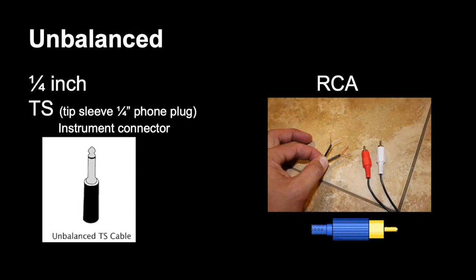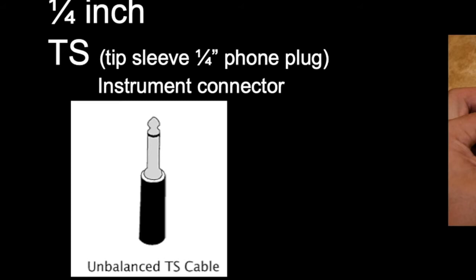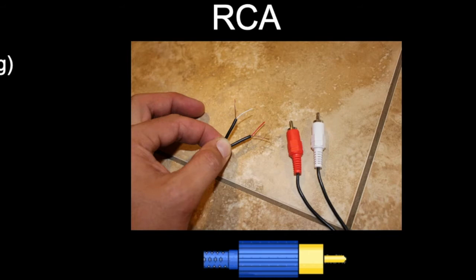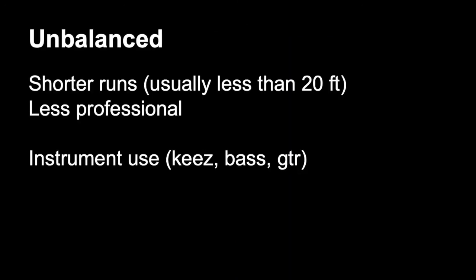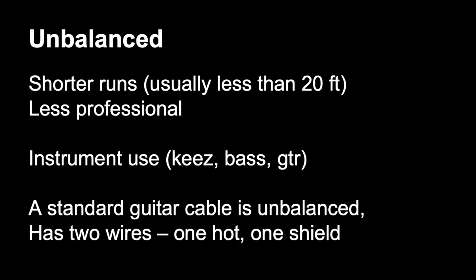When we think of unbalanced cables, we tend to think of these two types of connectors. 1/4 inch or TS, tip sleeve cables, generally also called a 1/4 inch cable. And then we have our RCA. You can see in this we have just two wires per RCA, meaning one's the hot and one's the shield. With unbalanced cable, we're usually thinking 20, 25 feet as far as our cable runs, a little bit less professional. And we definitely know that guitars, amps, keyboards all get plugged in using unbalanced cables, so they get used quite a bit. A standard guitar cable is unbalanced: 2 wires, 1 hot, 1 shield.